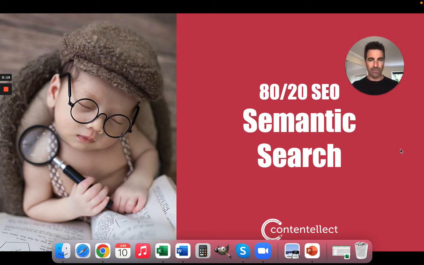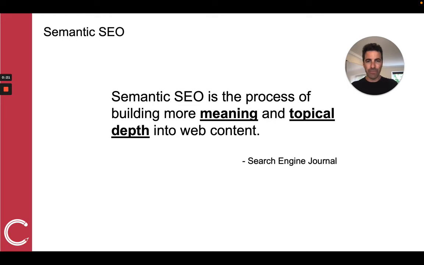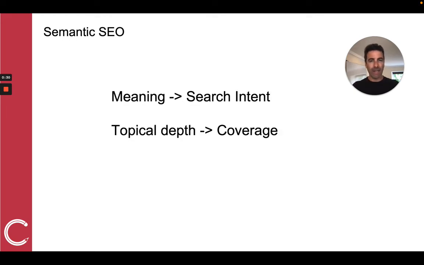But you may be asking, what exactly is semantic search? So the best definition I've seen is from Search Engine Journal, and they define it as the process of building more meaning and topical depth into your web content. And I think the two key ideas here are meaning, and what I take away from that is search intent. What is someone expecting to get when they type in a keyword and hit a web page? Is their search intent served? And do they come away from the article having their query answered?